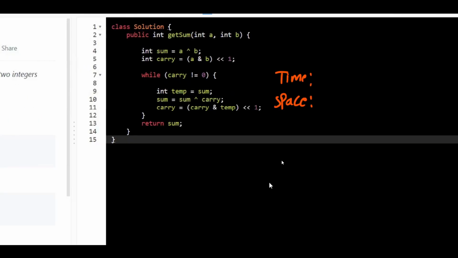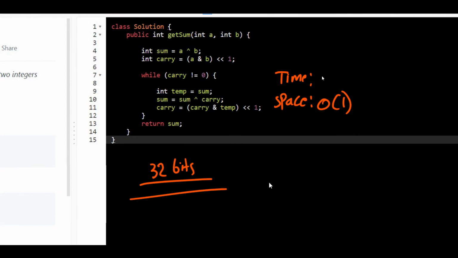So now let's look at the time and space complexity. Starting with the space complexity, we did not use any extra space, so it's big O of 1, constant space. Now what about the time complexity? Well, we are trying to add numbers, and it's important to note that each integer is 32 bits. So anytime we run this program, we are always applying the operations between numbers that are 32 bits. This is a constant. So the time is always big O of 1. The time will always be the same.